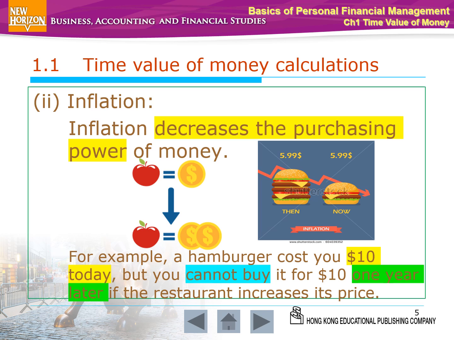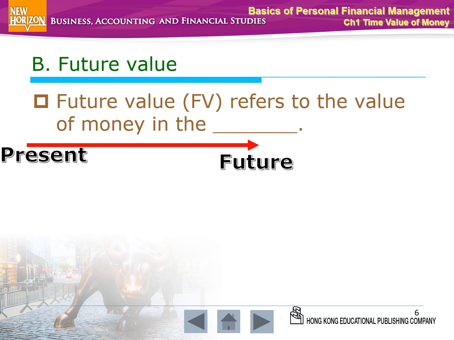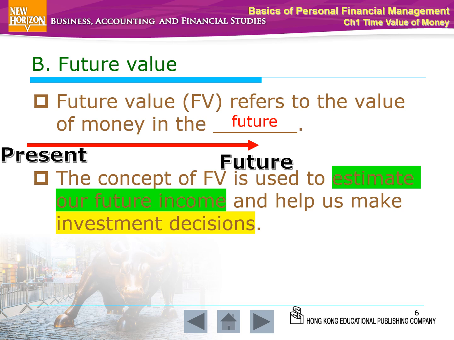That's what inflation means. Okay, coming up, we should know the meaning of future value. Future value, in short, FV. Future value refers to the value of money in the future. Very simple, just like the arrow. Now we call it present. 1 year later or sometime later, we call it future. The concept of future value is useful in estimation of our future income and helps us to make investment decisions. It's very important to know that future value can help us to make investment decisions. So you should have a good memory of this now.